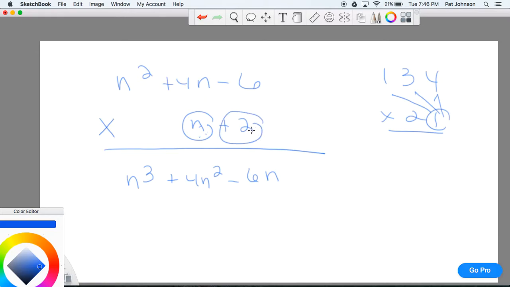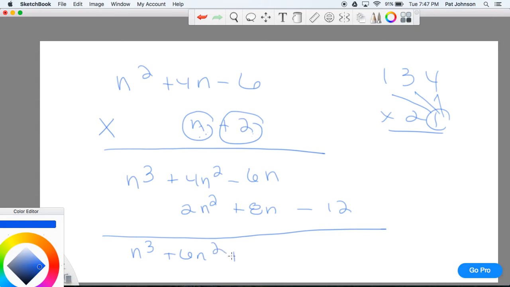Then I start with 2. 2 times n squared is 2n squared. So I'm going to align it up with my n squared. 2 times 4n is plus 8n, and then minus 12. This way, now I just go back and add like terms. They're already put together, they're in order, and it's nice and neat. So I have n cubed plus 6n squared plus 2n minus 12, which is what we got originally, and that is our answer. So you need to do problems number 2 and number 4, and we'll see you in class.